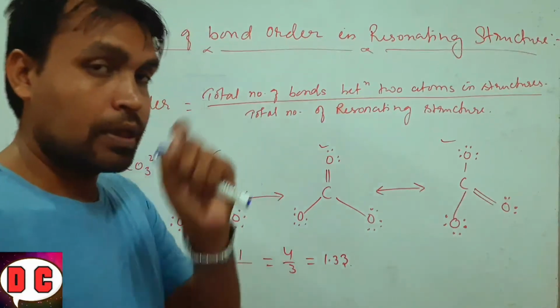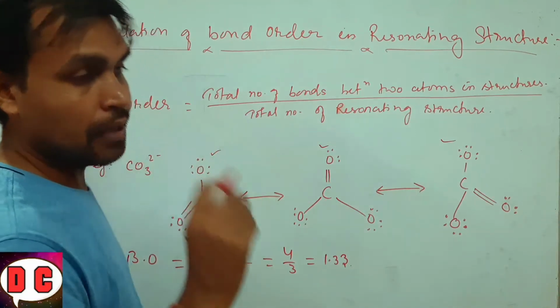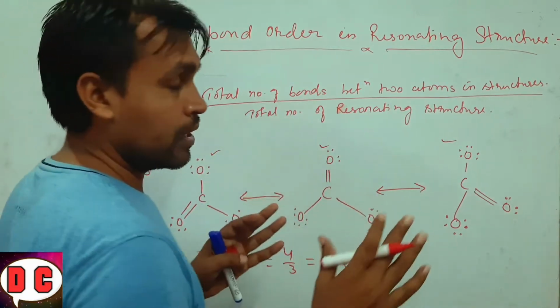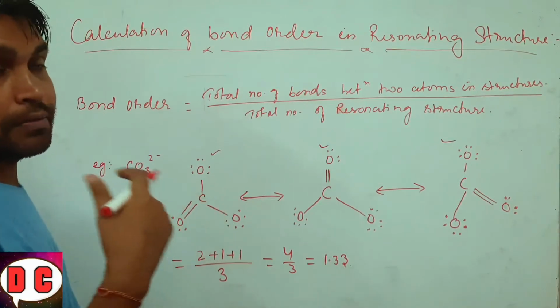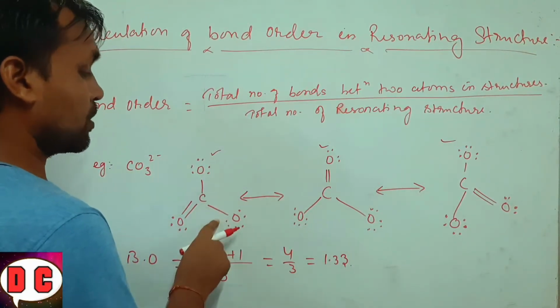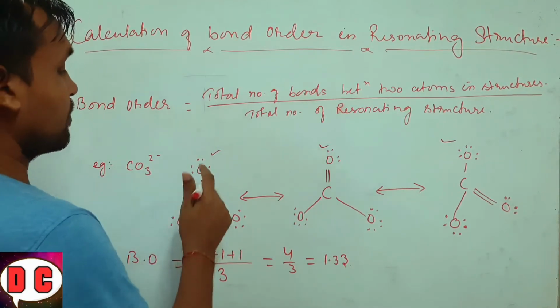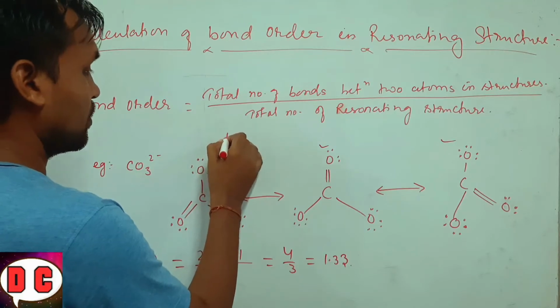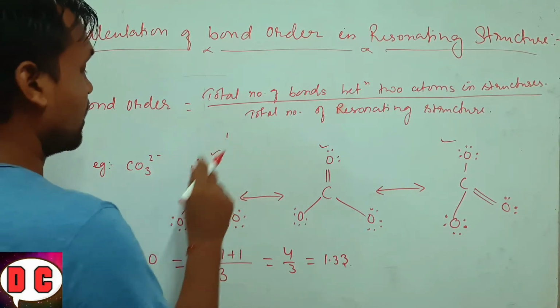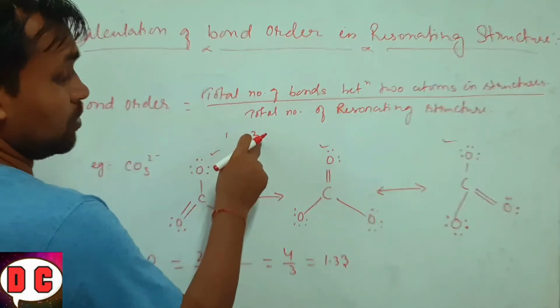So dear students, one thing I want to tell all of you: first of all, we can know in advance where the bond order will lie. We have to count and see which bond is more. Here you can see there are 2 single bonds and only 1 pi bond. For a single bond, the bond order is 1. For a pi bond, the bond order is 2.